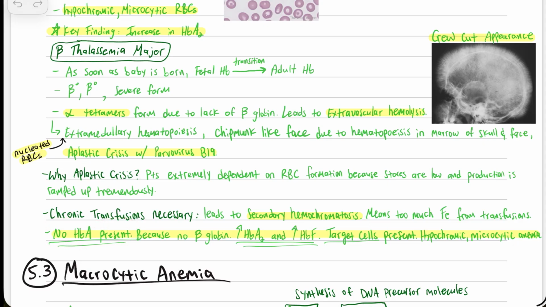And of course, you have no hemoglobin A present, like we said before, because you're beta null. There's no beta globin available. So your hemoglobin A2 and your fetal hemoglobin is going to be elevated, and you're going to see the target cells like we saw before, and those red blood cells are going to be hyperchromic and microcytic. And that's all I have for you on microcytic anemia.